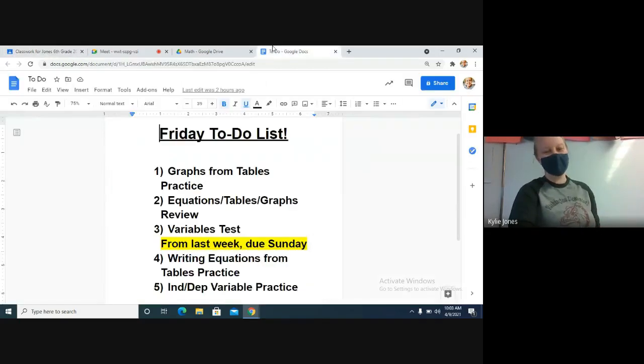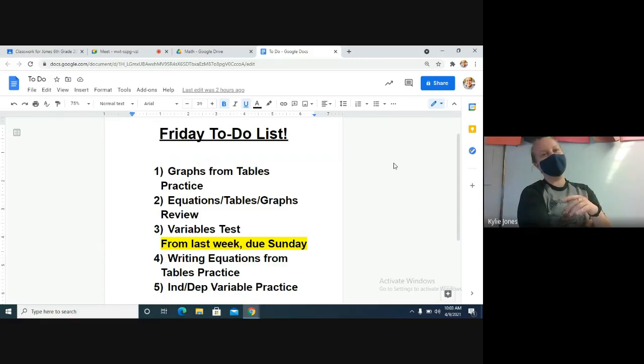I do have a to-do list up for you to do, so I have it on my Google Meet if you need to log in. So start with the tests for today, and then we have the things that are graded from this week. The graphs from tables practice, that's from Tuesday, I believe. The equations, tables, and graphs review from yesterday. The variables test is today.